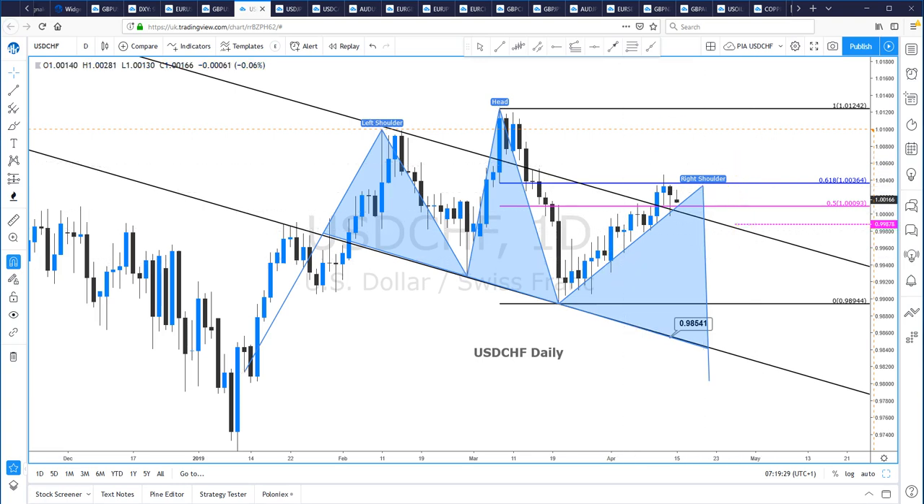Just looking at the calendar for economic releases this week. Let's have a look. Today, very little in the way of anything market moving. Tomorrow morning, 1:30 a.m. UK time, RBA minutes.